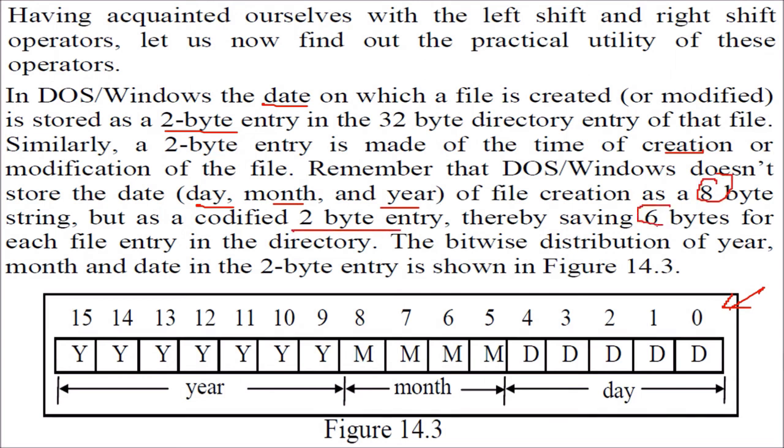So you are saving 6 bytes. This is 8 bytes, this is 2, only using 2 bytes, so you are saving 6 bytes for each file entry in the directory. And the bitwise distribution, as you see here, of the year, month and date in the 2-byte entry is like this. From this point to this point, this is year. From here to here, it is month. And from this point to this point, this is date.